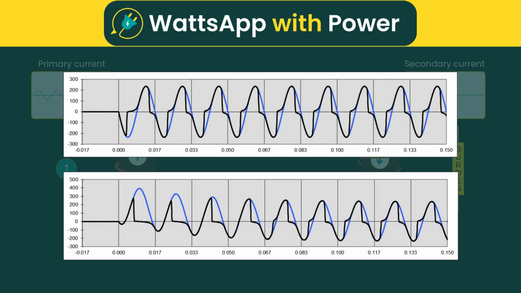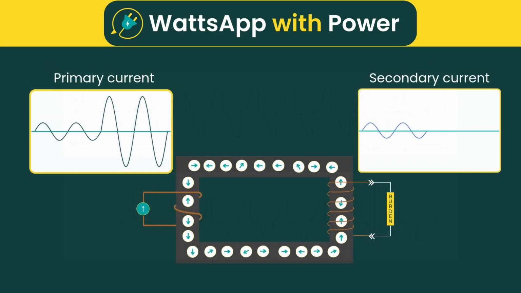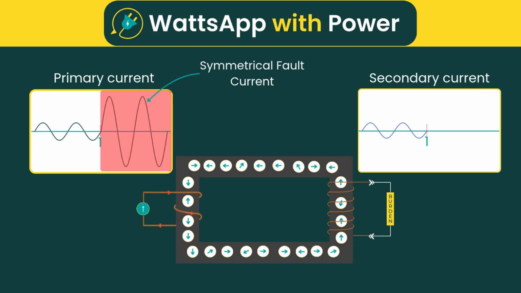So what causes saturation? Let's now consider a fault occurs and a large symmetrical fault current starts flowing through the primary at point 1. At this moment, the magnetic field surges, and more dipoles align rapidly in the positive direction. Between points 1 and 2, the flux is changing, so the CT works as expected. The secondary current follows the primary current exactly, scaled by the CT ratio.